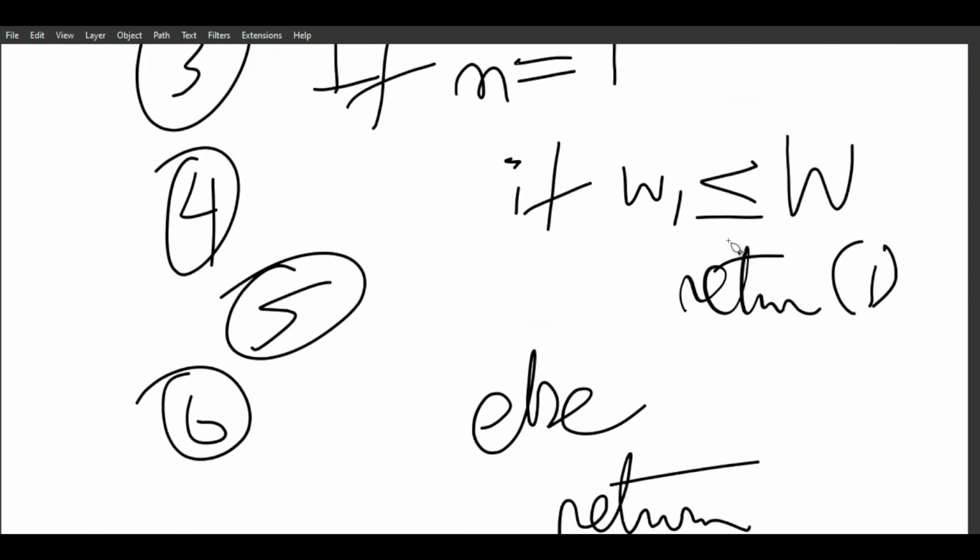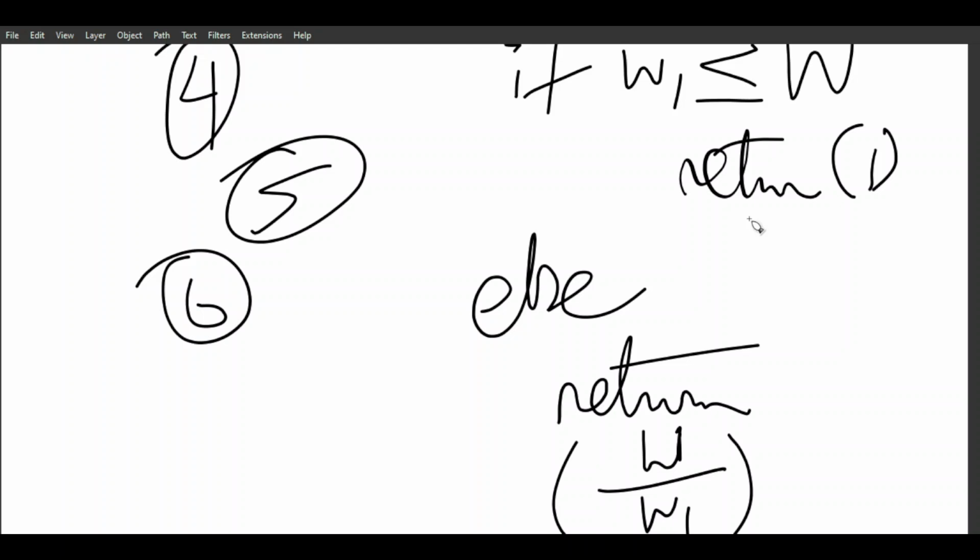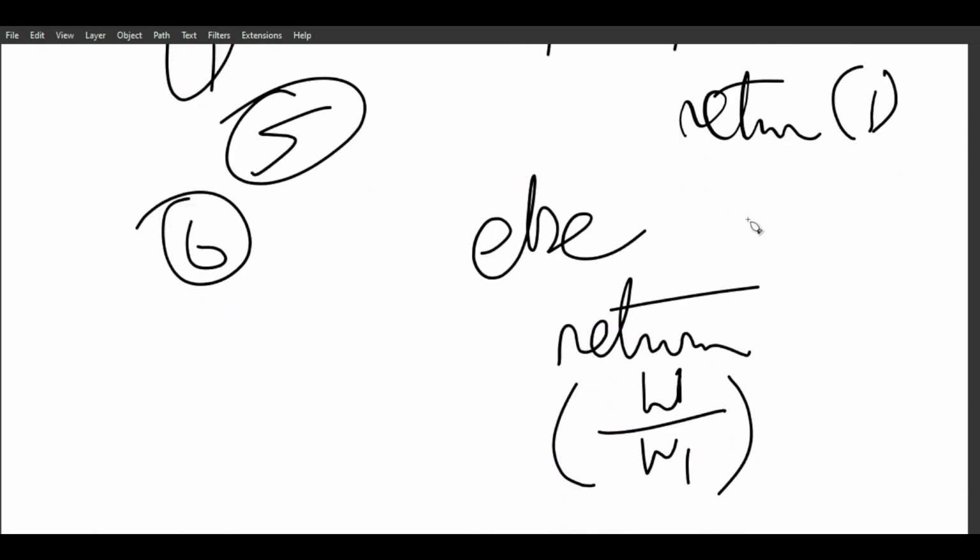So the else case means w1 is larger than the knapsack capacity, so we have to take the maximum possible fraction. The maximum possible fraction that we can take is capital W divided by w1. So this is the 7th step, return.